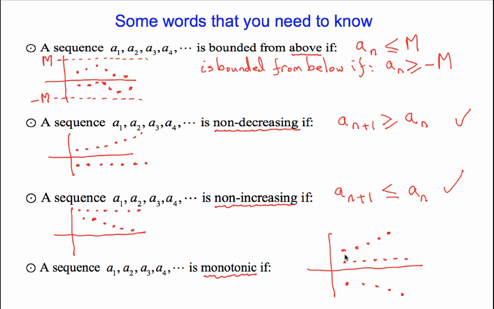On the other hand, this sequence, which I'm now drawing in blue, which is like this, it goes up, it comes down. So this is definitely not monotonic. The red ones are all monotonic, but the blue one sometimes increases and sometimes decreases, and hence is non-monotonic.